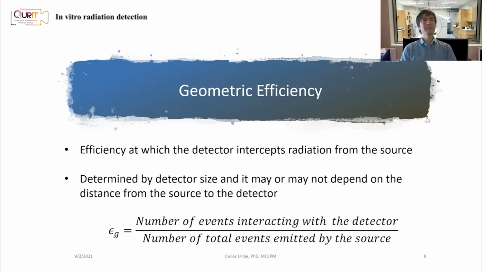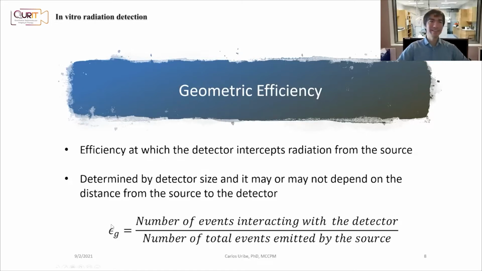Now, what is geometric efficiency? The geometric efficiency can be seen as how the detector intercepts the radiation that is coming from the source. So it's going to be determined by the detector size, and it may or may not depend on the distance from the source to the detector.